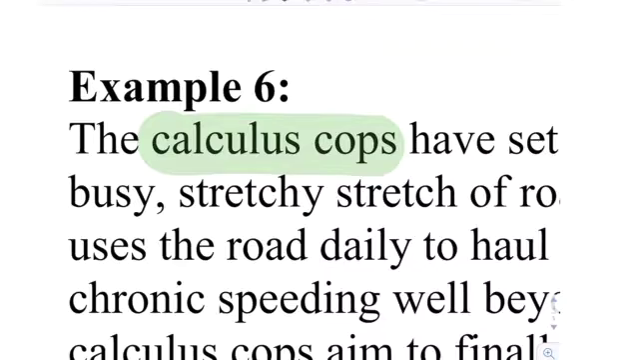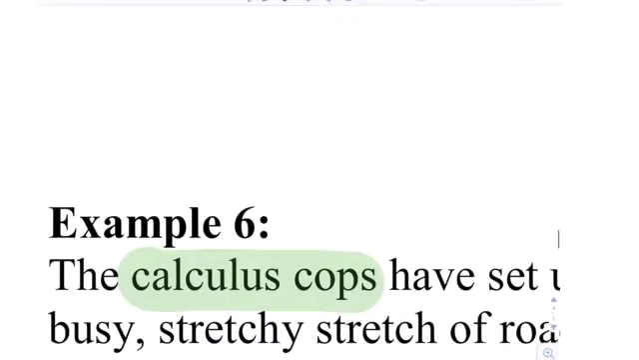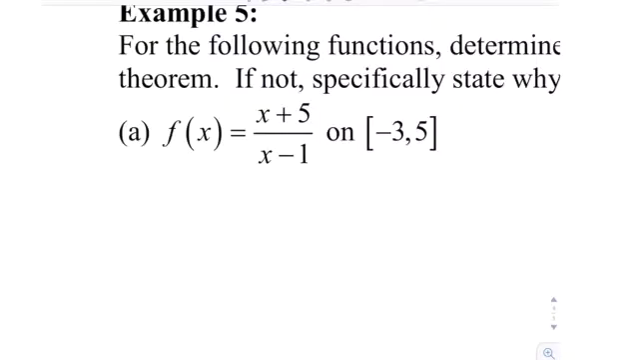All right, very quickly here. Let's just say if the mean value theorem applies to these functions on the intervals. This is example 5, because this could be a question in and of itself. We're looking at this function f on the closed interval from -3 to 5. Does the MVT apply? Yes or no?